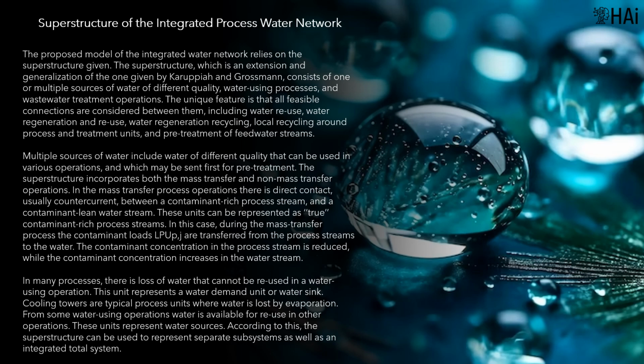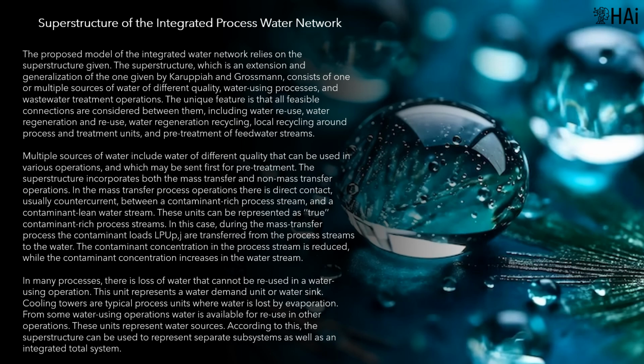The multiple water sources include water of different quality that can be used in various operations and can first be sent for pre-treatment. The superstructure incorporates both mass transfer and non-mass transfer operations. In mass transfer process operations there is direct contact, usually countercurrent, between a contaminant-rich process stream and a pollutant-poor water stream. These units can be represented as true pollutant-rich process streams. In this case, during the mass transfer process, pollutant loads are transferred from the process streams to the water. The concentration of pollutants in the process stream is reduced, while the concentration of pollutants in the water stream increases.